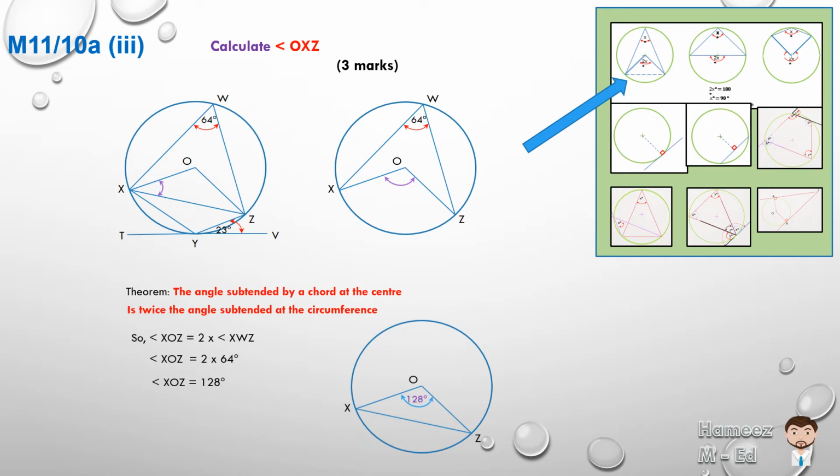And what do we know about the triangle? In triangle XOZ, OX is equal to the radius of the circle, and OZ is also equal to the radius of the circle. As such, both sides are the same. So we can now recall that the triangle OXZ is an isosceles triangle. And if it's an isosceles triangle, the angle at X, which is OXZ, and the angle at Z, which is OZX, both those angles are the same.